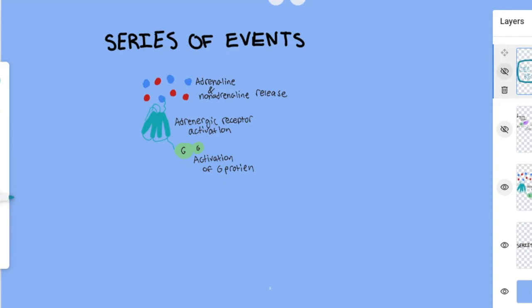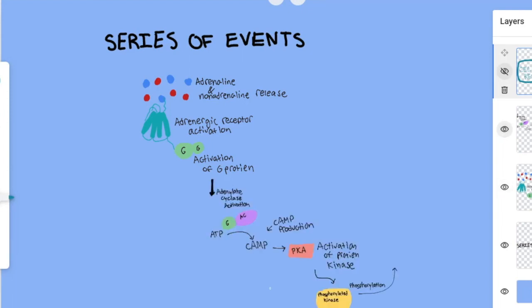Well, first, there's an adrenaline release. Adrenaline gets released from the sympathetic nerve endings into the bloodstream in response to stress, danger, or excitement. Next, an adrenergic receptor activation. Adrenaline binds to adrenergic receptors located on the surface of target cells. Next, there's an activation of G proteins. When adrenaline binds to adrenergic receptors, it activates associated G proteins, which are proteins that transmit the signal from the receptor to the inside of the cell.